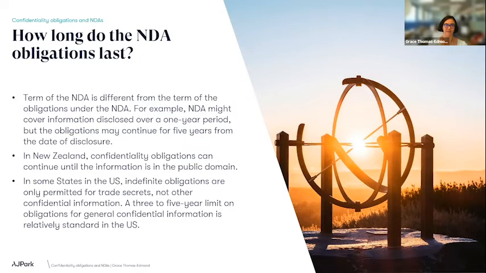Sometimes they'll make a distinction between trade secrets and confidential information. So they'll say the protection for trade secrets lasts until that information becomes public, but for any confidential information that's not a trade secret, it only lasts that 3 to 5 years, whatever you land on. And my understanding is that's because in some states in the US, you wouldn't be able to enforce that perpetual confidentiality obligation on non-trade secrets.